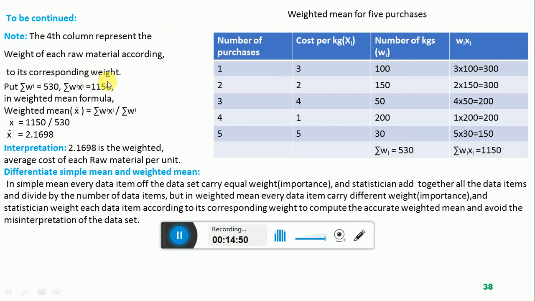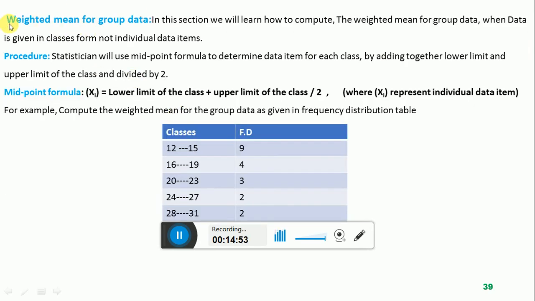Now we are switching toward the next terminology, weighted mean for group data. We are going to learn how to compute the weighted mean for group data. If the data is not given individually and the data is given in group form, in classes form, then how can a statistician compute the weighted mean? So, weighted mean for group data. In this section we will learn how to compute the weighted mean for group data when data is given in classes form and data is not given individually.